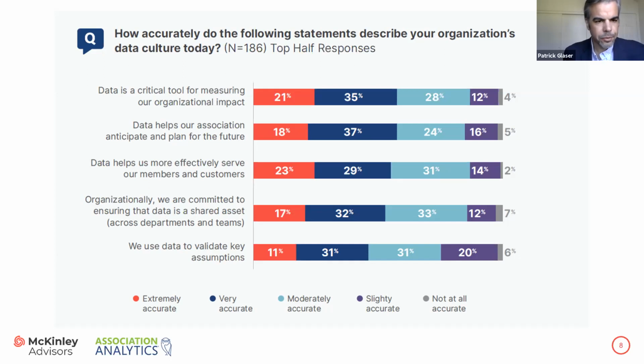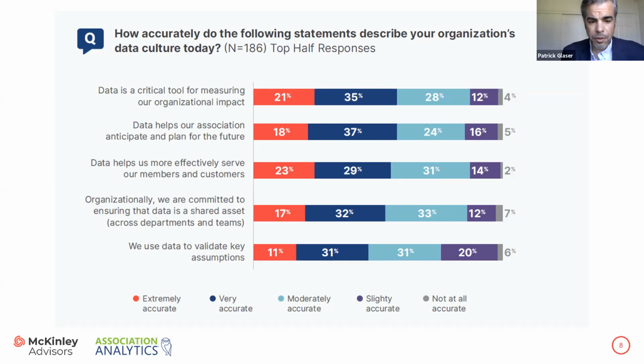respondents, association executives, were asked to say how accurate each one of these statements is regarding their own association, whether they feel like data is being used to measure organizational impact, whether it's used to anticipate and plan for the future, serve customers more effectively, and so forth and so on. And you'll see if you look at these bars next to each statement that there's, to borrow a term from data, a lot of dispersion there.